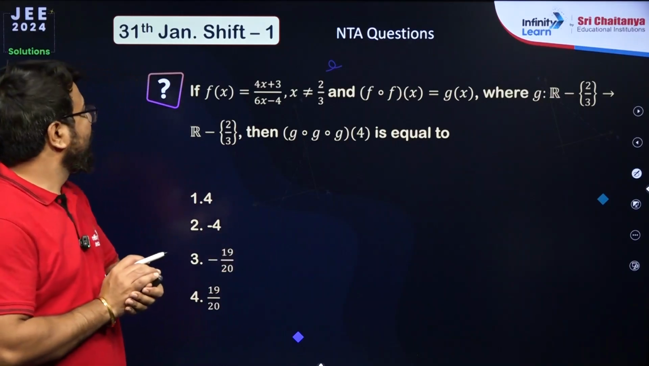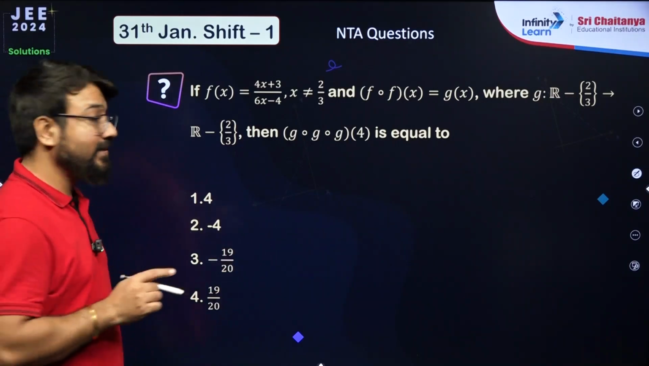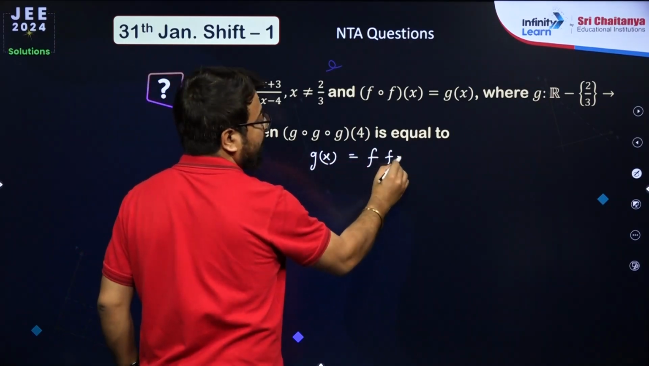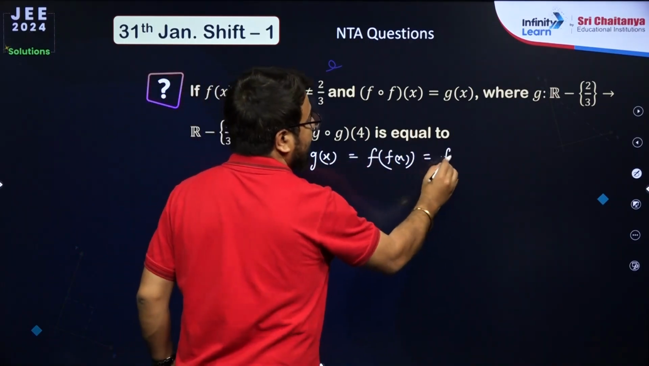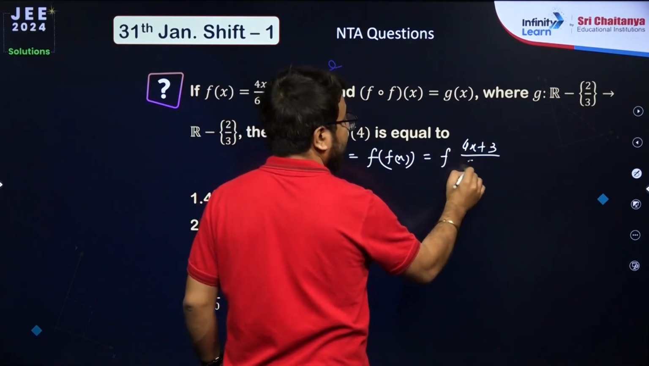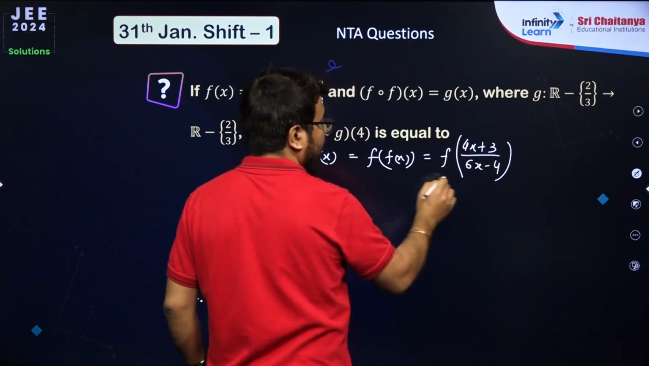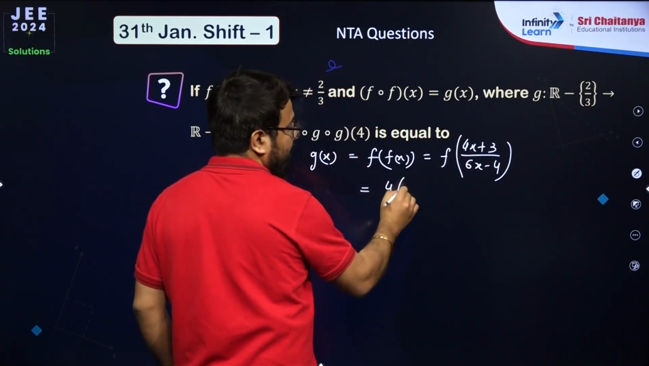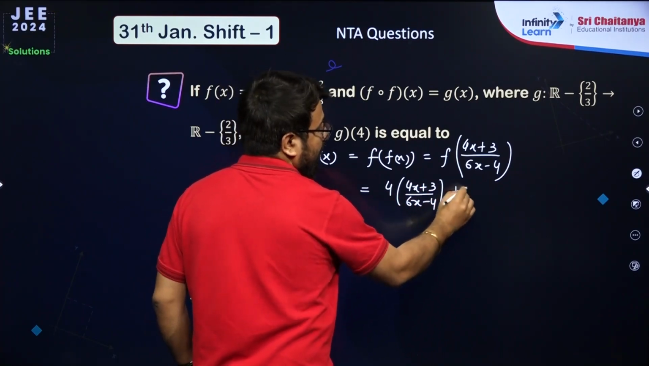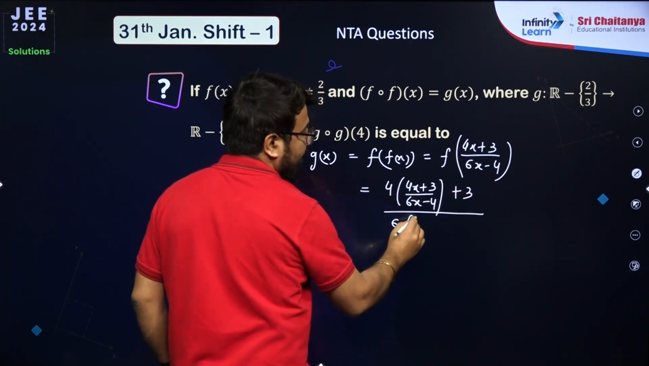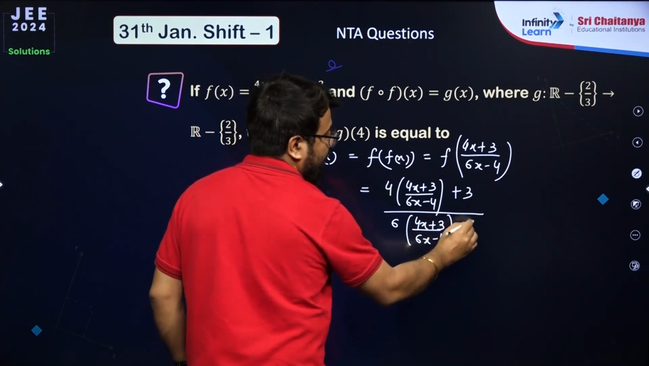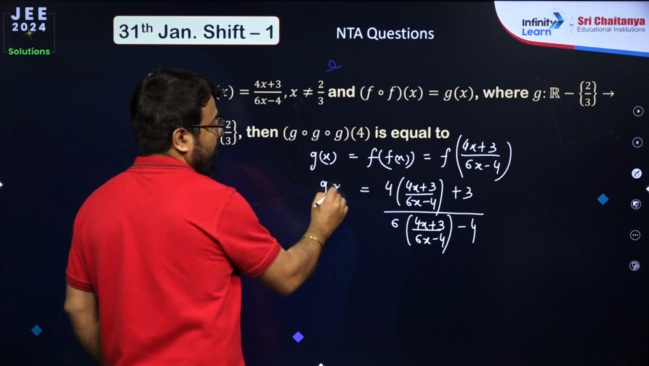How to get that? First of all, let us find the value of g(x). g(x) means this composition f of f(x). That means inside the f function you need to place (4x+3)/(6x-4). That means 4 times (4x+3)/(6x-4), and 6 times, wherever x is written, just place the function f. And this is the g(x) function.